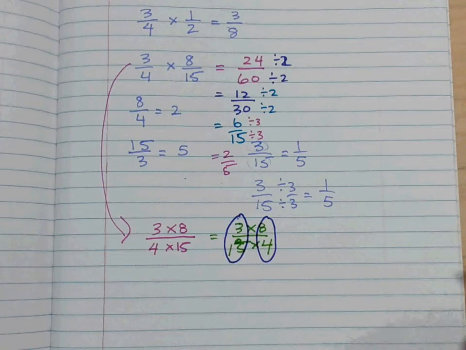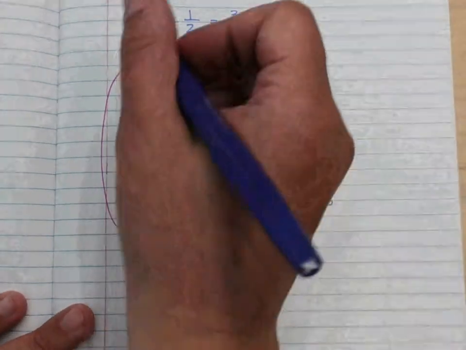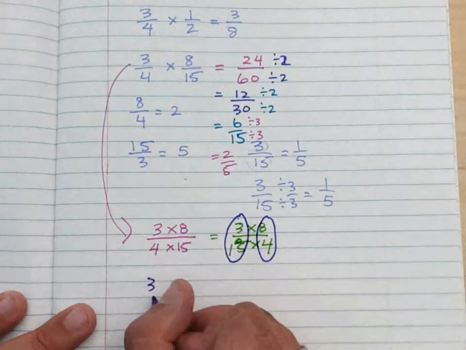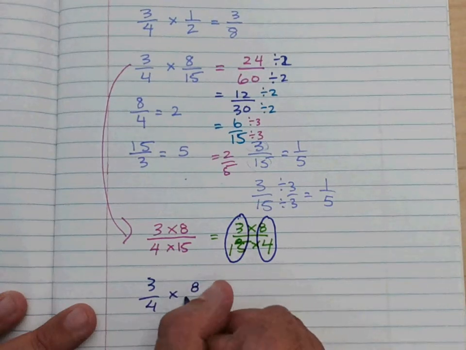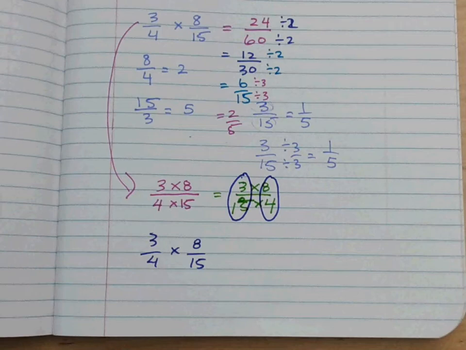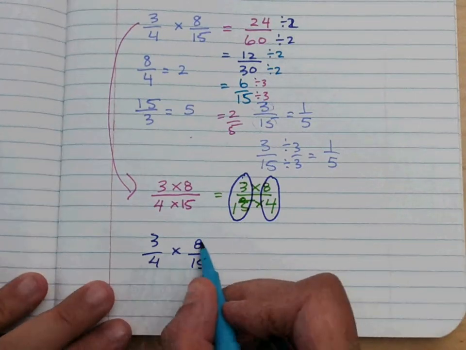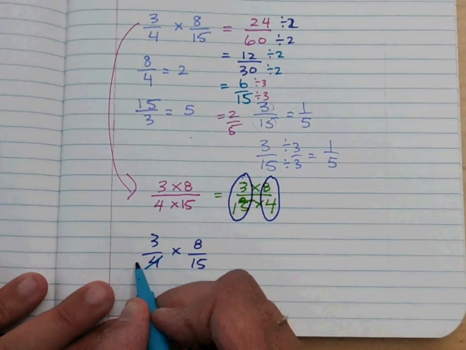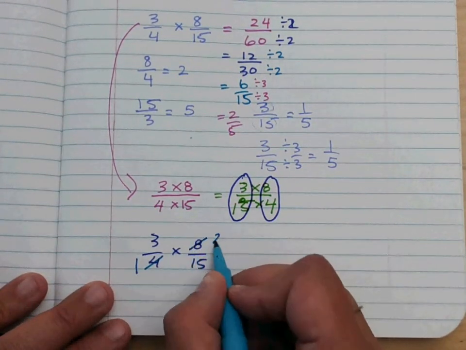That's the idea of cross cancel, okay? If you see within the fraction 3/4 times 8 over 15 that they have common factors, you can actually reduce by cross cancel first. And that's what this looks like. 4 goes into 8, 4 goes into 4 once, 4 goes into 8 2 times.